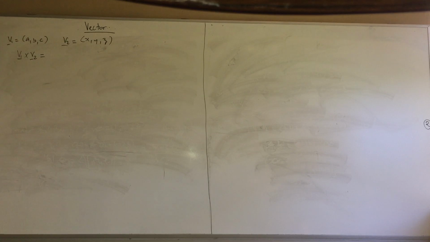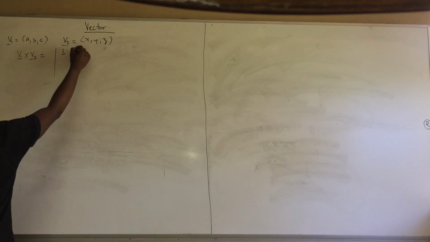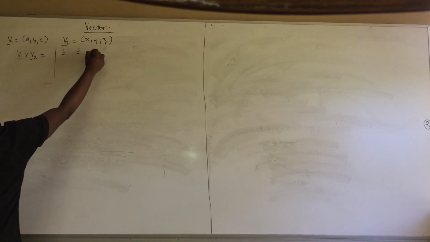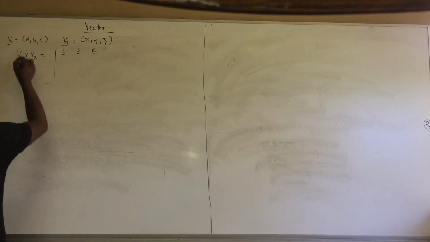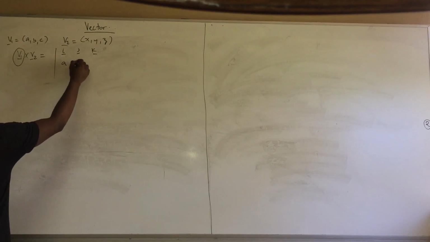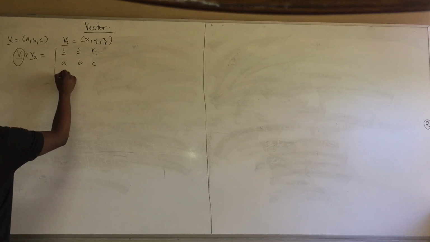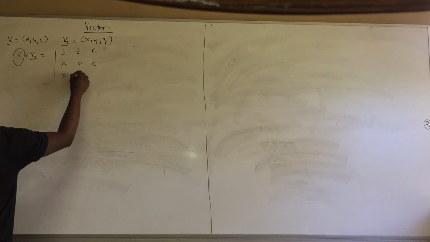A vector product is written V1 cross V2. It's going to give you I, J, K. You write this matrix, and then V1 comes first, with components A, B, C, and V2 comes second, with components X, Y, Z.